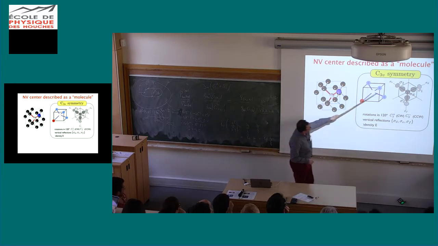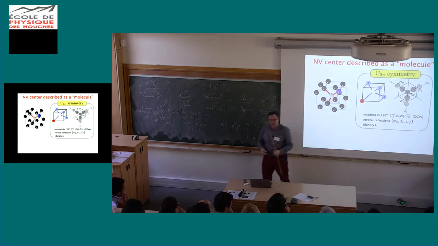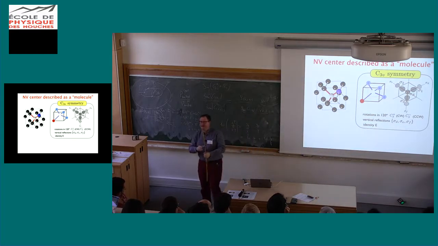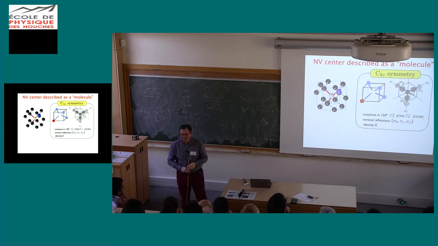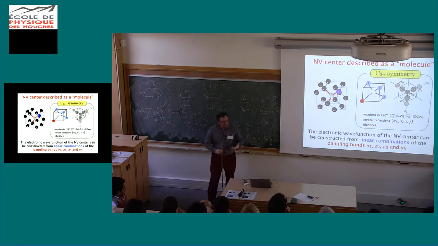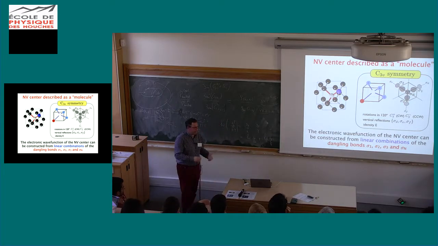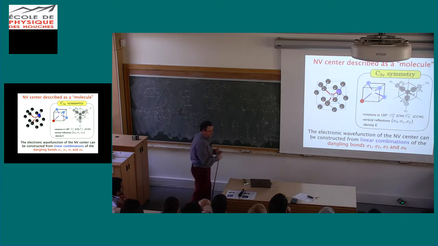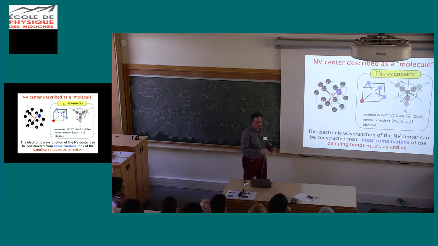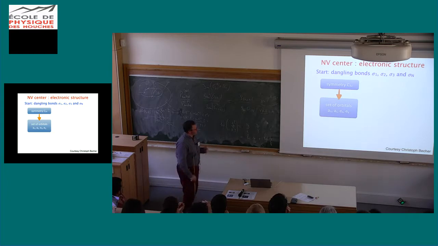And so we have this group of symmetry operations. And then we have also, as I explained before, to build the NV centers using the dangling bonds between the neighboring carbon atoms. So we will construct the electronic wave function of the nitrogen vacancy from a linear combination of these dangling bonds. We have 4 dangling bonds. We will linearly combine them, and that will, we hope, give us the structure. And these are the different steps.